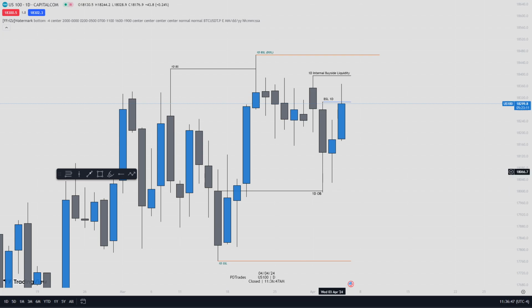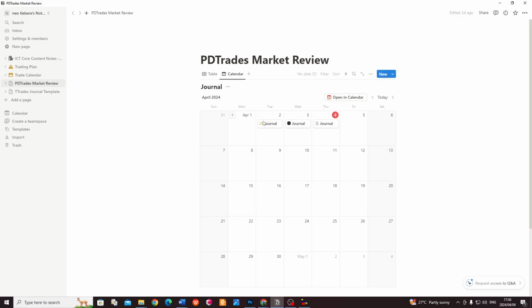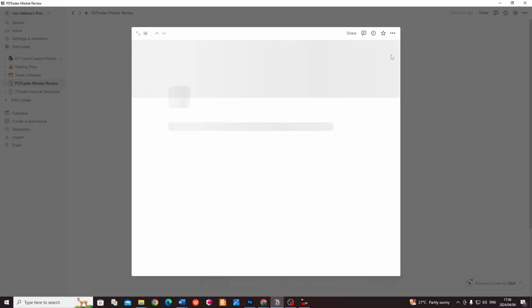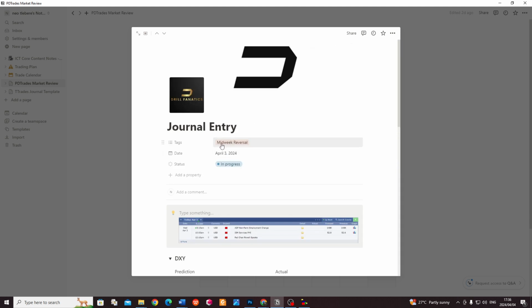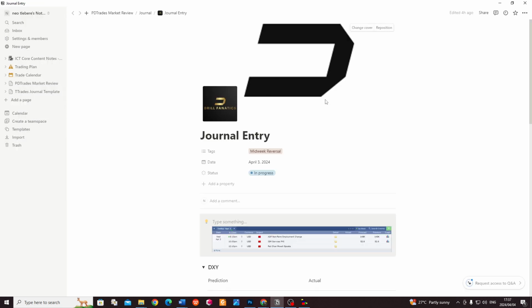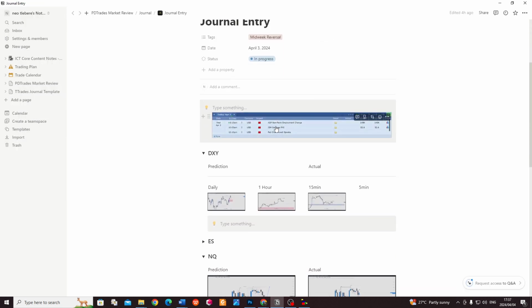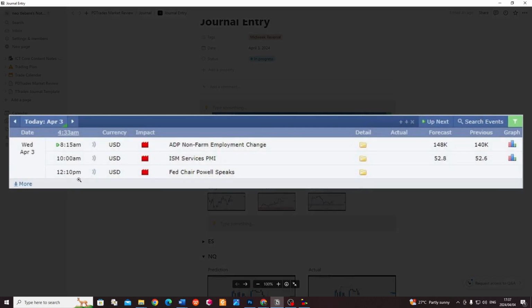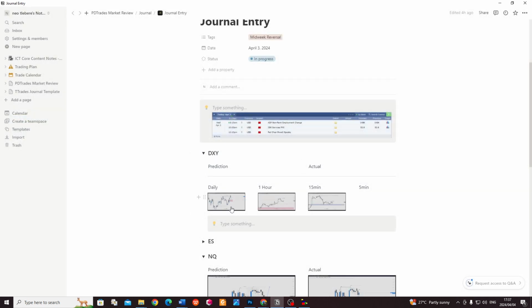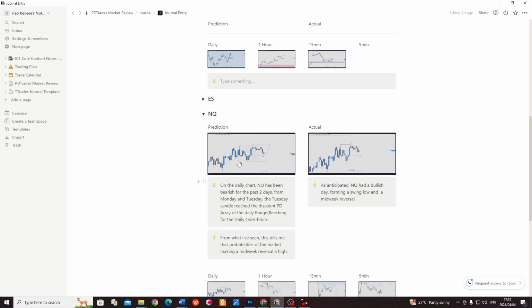So I'm currently bullish. As you can see from my journal, this is yesterday's. I was looking for a midweek reversal. We had news yesterday at 8:15, 10 a.m. and 12:10. Remember, this is the week for NFP, right? And this is my prediction for Nasdaq. You see, this is where the prediction is.